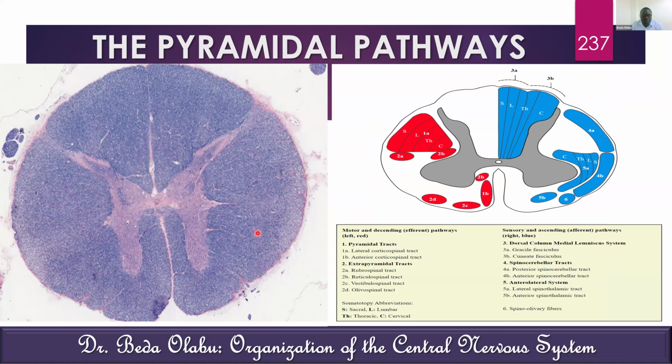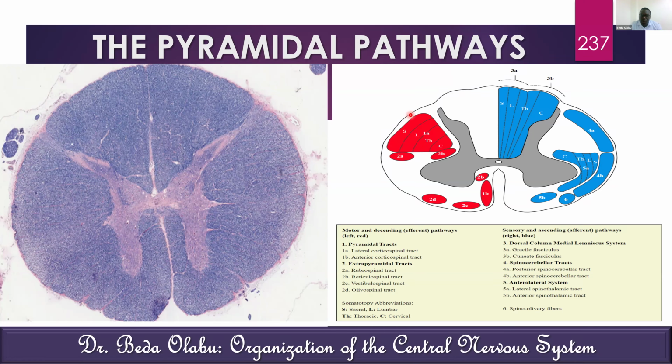So within the spinal cord, remember that this is the cross-section of the spinal cord. This is the posterior white column, or rather what is known as the dorsal column of the spinal cord. This is the lateral white column, and this is the anterior white column of the spinal cord. This drawing shows you the localization of the lateral corticospinal tract and the localization of the anterior corticospinal tract. The anterior corticospinal tract is the one labeled 1B, occupying the anterior white column. The lateral corticospinal tract is this large red zone.